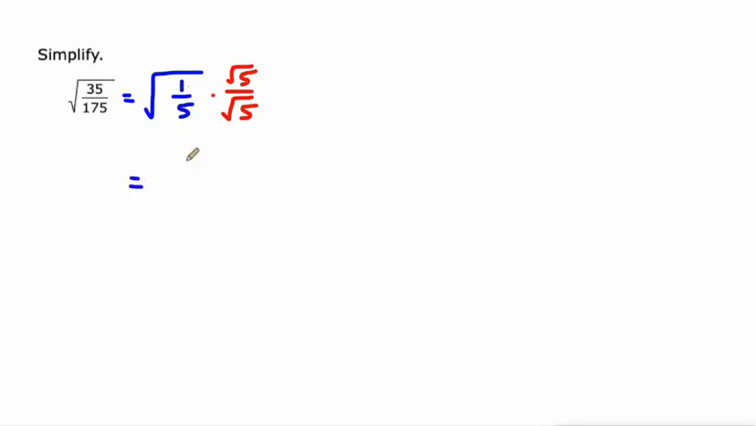So on top, square root of 1 times square root of 5 is square root of 5. And on the bottom, the denominator, square root of 5 times square root of 5 is 5. That is our simplified answer. So now we don't have any fractions in the radical, we don't have any radicals in the denominator, and also the radical in the numerator, that 5, does not have any perfect square factors.